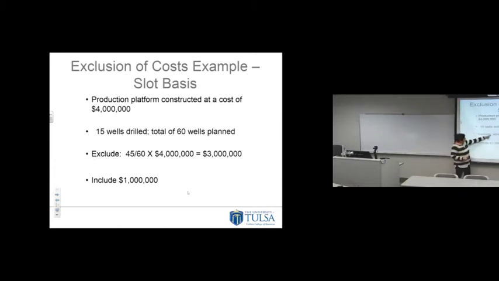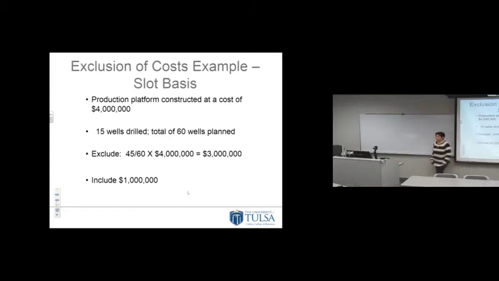Or we're going to include 15/60ths or $1 million. Now you might say, why wouldn't you just say go ahead and include 15/60ths or $1 million? Well, the reason is that the way the statement is written, it talks about the computation of your exclusion.